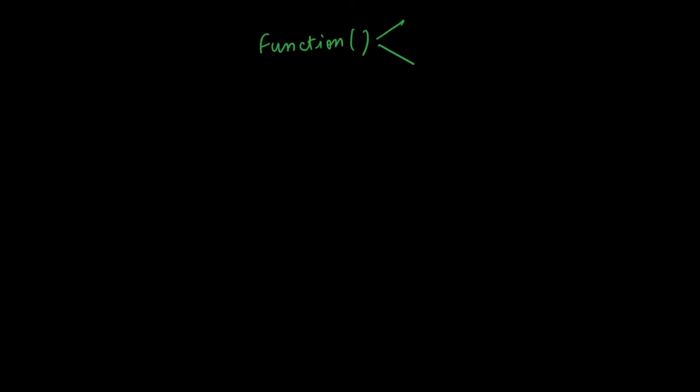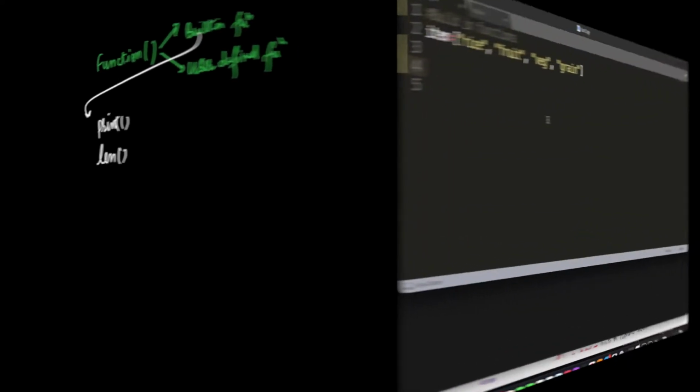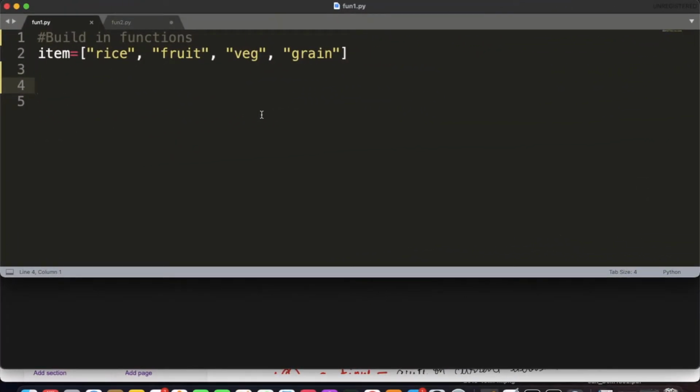So basically functions are of two types, built-in functions and user-defined functions. For built-in functions we have print, len and many more. You can search for them on the internet. Many built-in functions are there to make your task faster. So we see the built-in functions first.